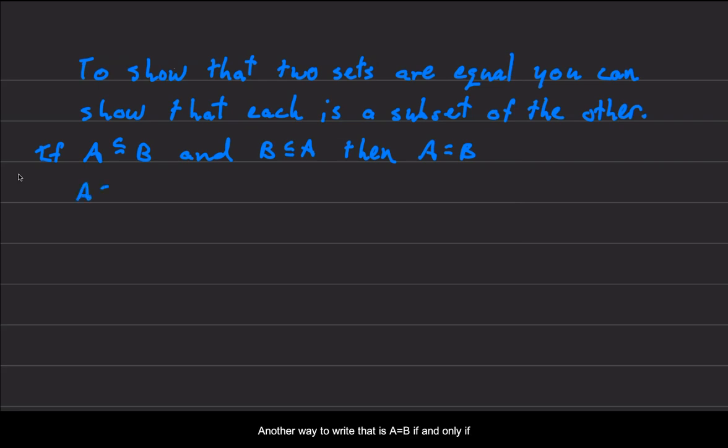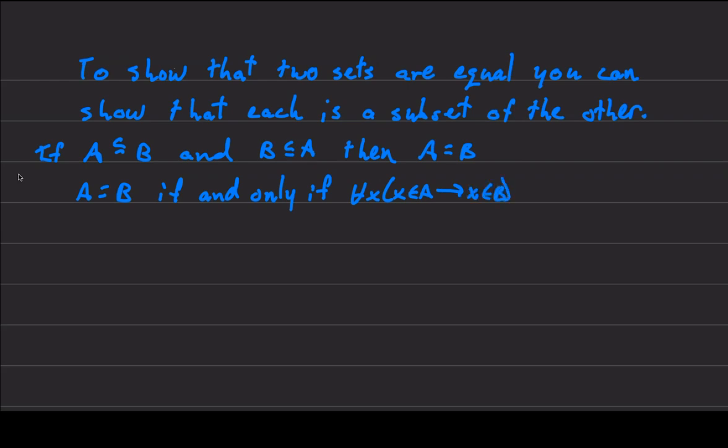Okay, another way to write that is A is equal to B if and only if for all X, if X is in A, then X is in B, and for all X, if X is in B, then X is in A. Put those two together and you get for all X, if X is in A, then X is in B, and if X is in B, then X is in A. And that's why we have the if and only if operator there. And that finishes up this section.